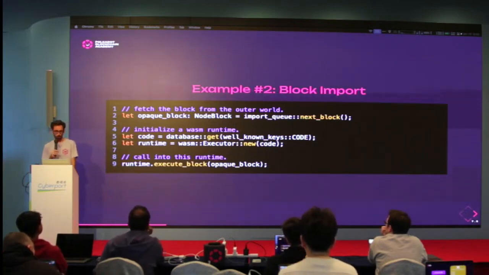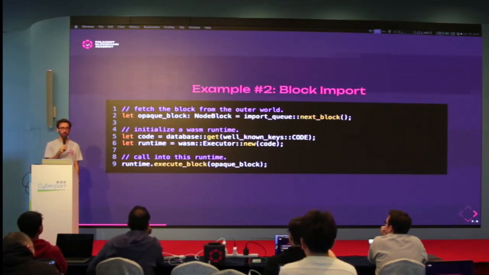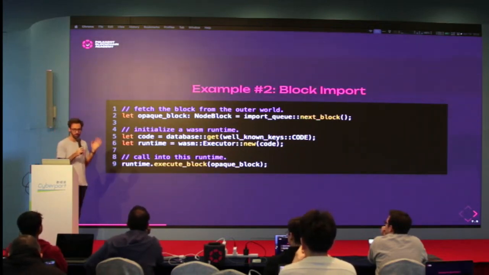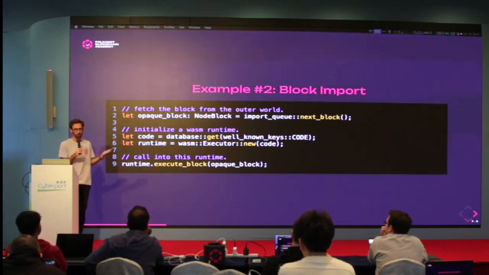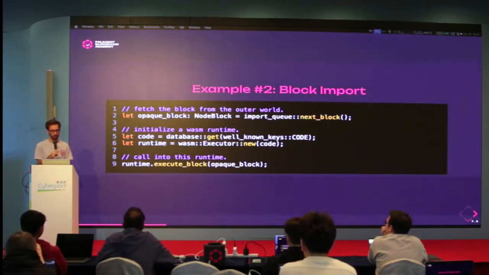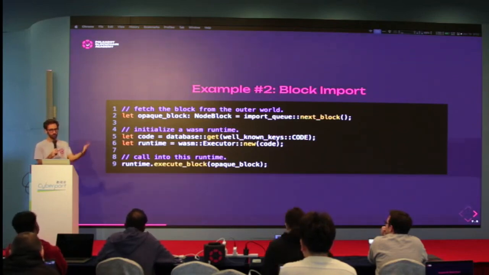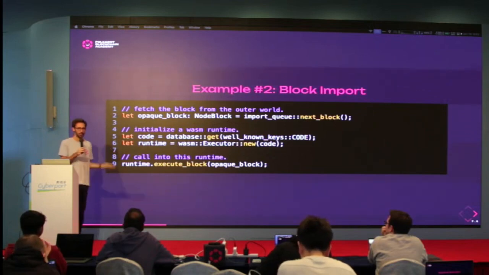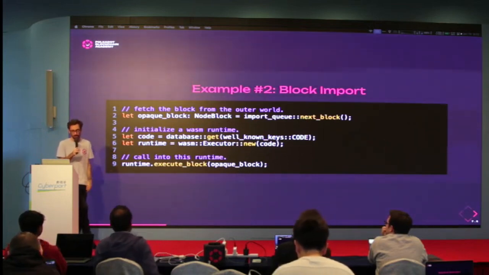So again, I've chosen some of the names intentionally, but you don't need to know, oh my God, what is import queue? It doesn't matter. It's a queue of blocks that are waiting to be imported. What it is, we don't really care. But point being, there we ask this component, give me the next block that wishes to be imported and has not been imported yet, if one exists.